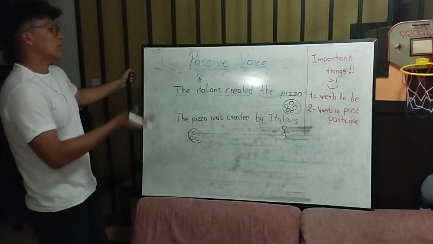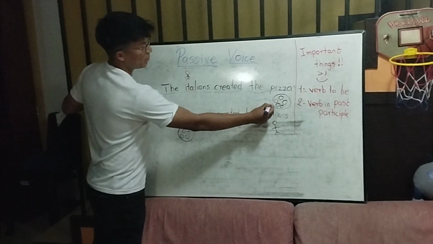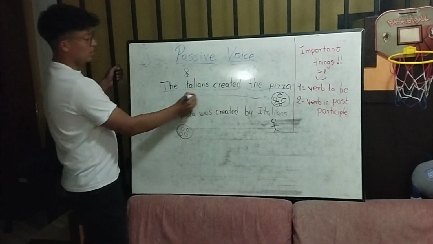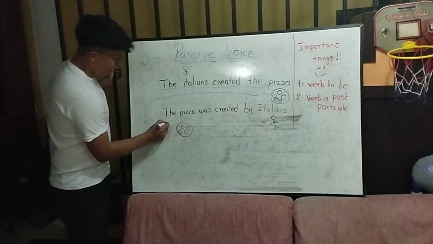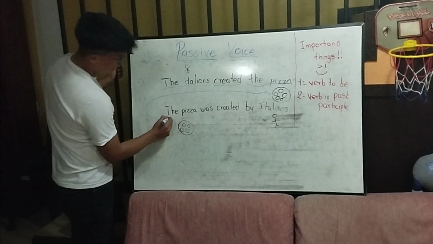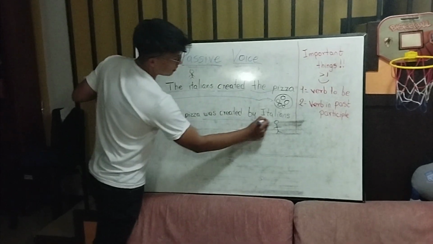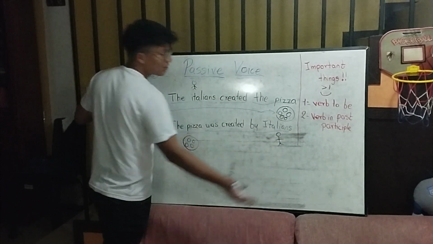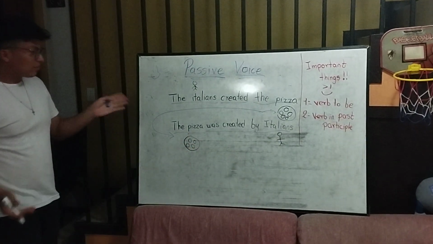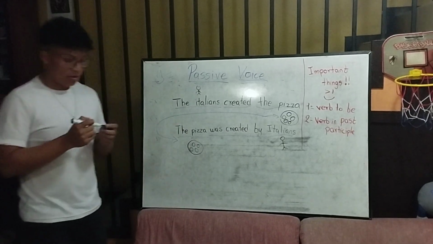But when you use the passive voice, the object, in this case the pizza, becomes the most important thing of the sentence. The pizza, the object, was created by the Italians, and the Italians is the subject of the persons. This is the easiest example.